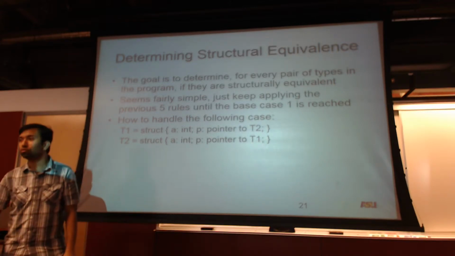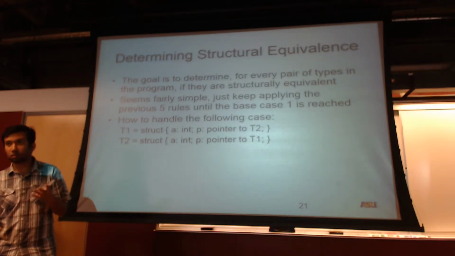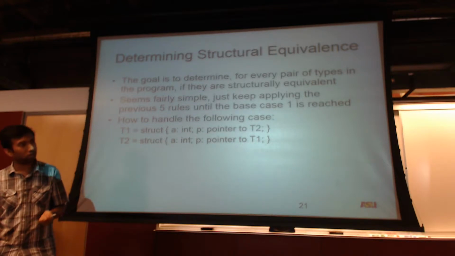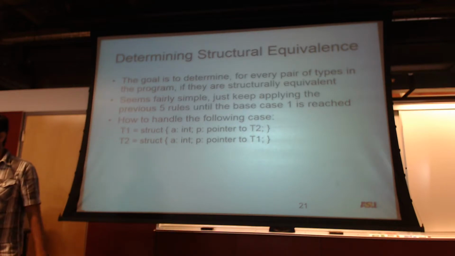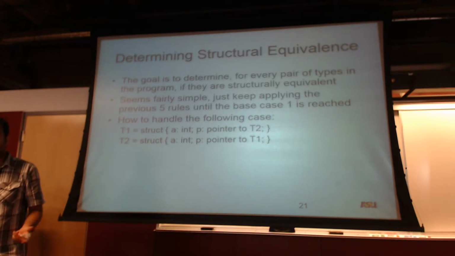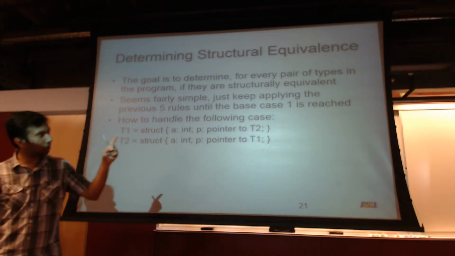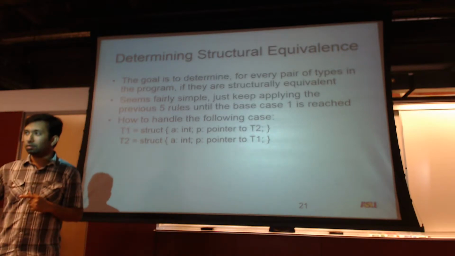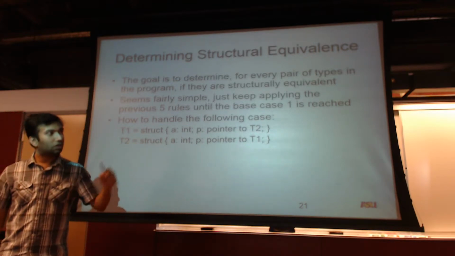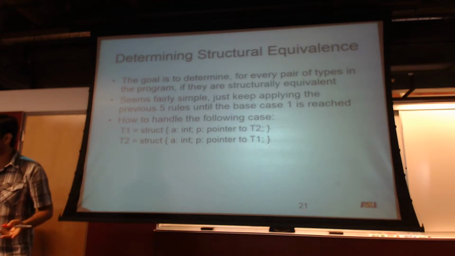So you use rule 2, because rule 2 says how to argue about structural equivalence of pointers. That is what rule 2 says. It says that if it is a pointer to the same basic type, then they are structurally equivalent. Now the second variable of T1 is a pointer to T2, and the second variable of T2 is a pointer to T1. So if I can prove that T1 and T2 are structurally equivalent, then T1 and T2 are structurally equivalent.